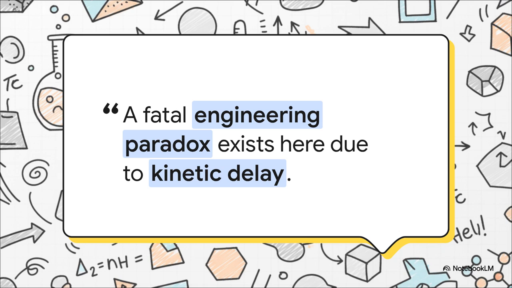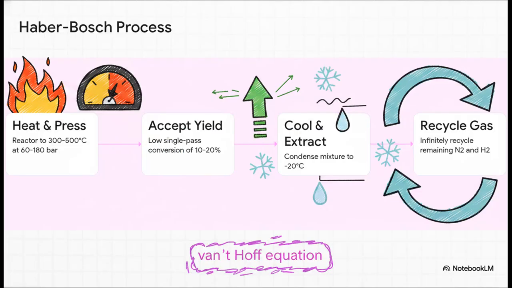But engineers face a seriously suspenseful dilemma here. Synthesizing ammonia is highly exothermic. So, according to Van Hoff, to maximize your thermodynamic yield, you want freezing cold temperatures. But there's a huge catch: kinetics. To actually break the incredibly stubborn triple bond of nitrogen gas, you need blistering, boiling heat. So how in the world do you solve a paradox where you literally need it to be freezing cold and boiling hot at the exact same time?